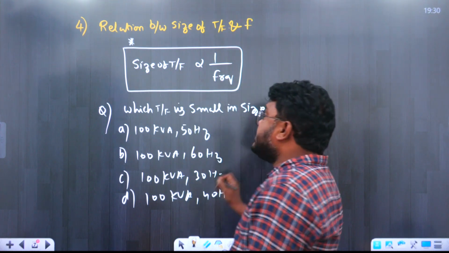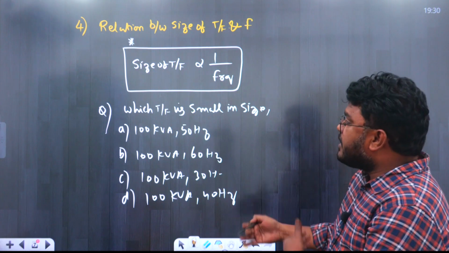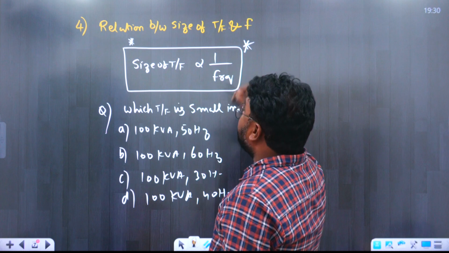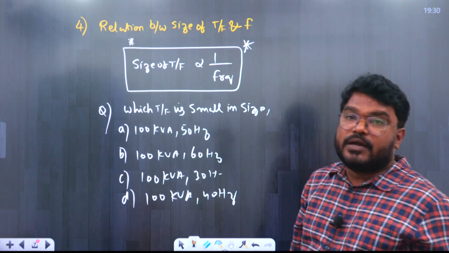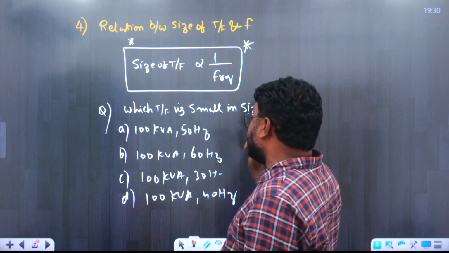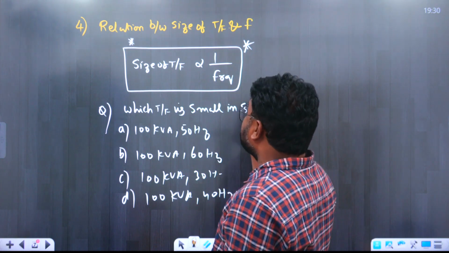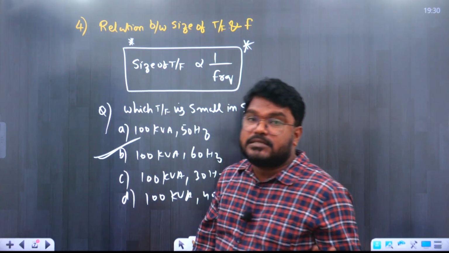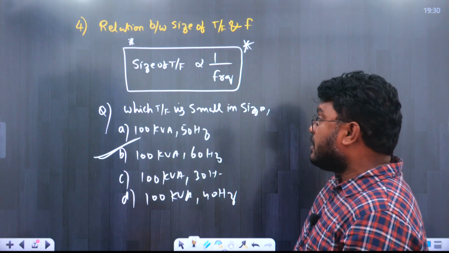So which transformer is small in size? In order to solve this type of question, we require this relation: the size of the transformer is always inversely proportional to the frequency. The transformer which has the higher frequency is smaller in size. So the answer for this question, option B, is correct. This is also another possibility of the question.